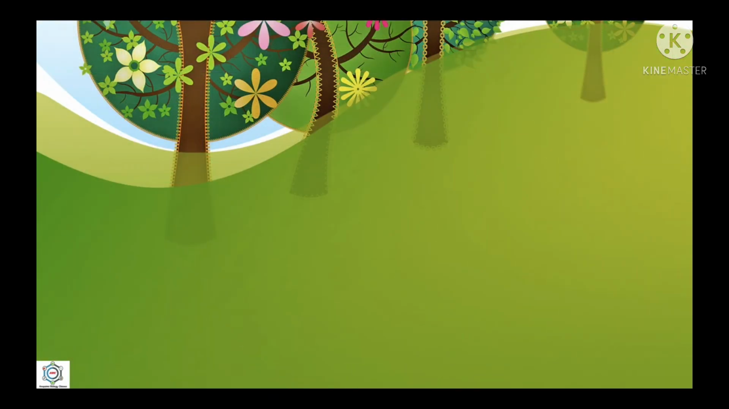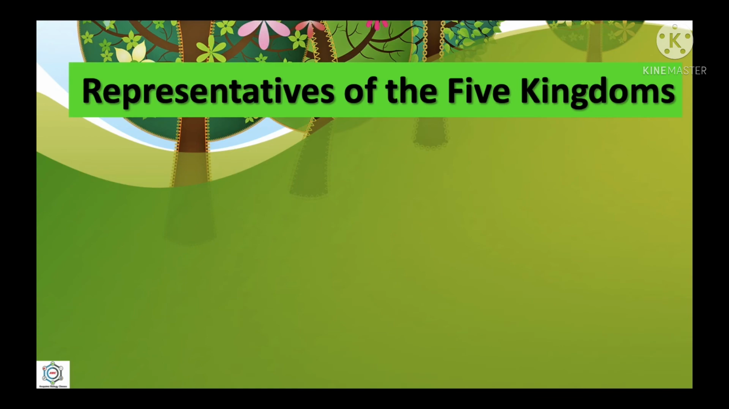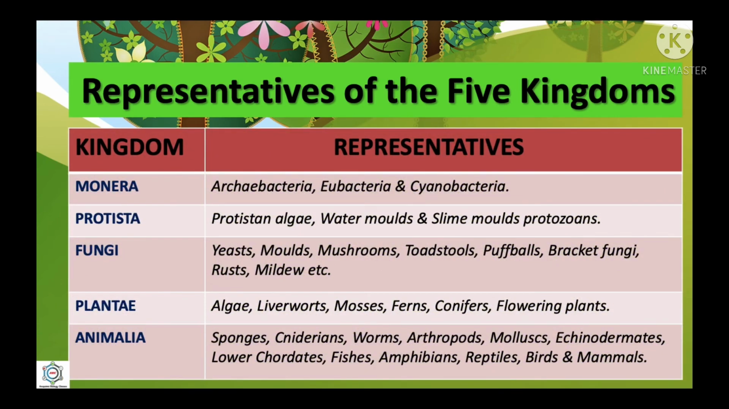Now, what are the representatives of the five kingdoms? So here you can see the kingdoms and their representatives. The first one is Monera, and the representatives are Archaebacteria, which are known as ancient bacteria, Eubacteria, which are known as true bacteria, and Cyanobacteria, which are known as blue-green algae. Next is Protista, in which there are protistan algae like Euglena, dinoflagellates, diatoms, water molds and slime molds, and protozoans.